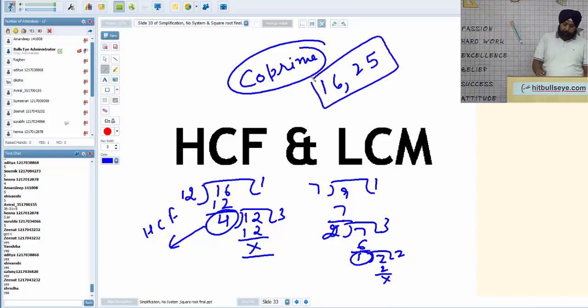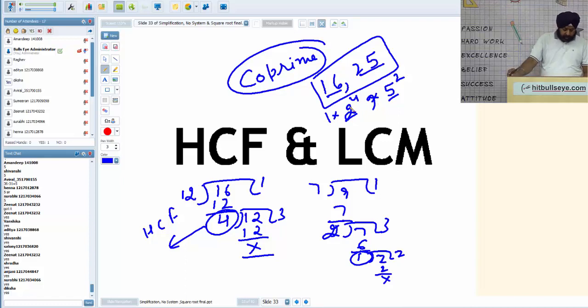Yes, they are co-prime. I am asking this because you may get a question like this: which of the following pair are co-prime? The numbers may not be prime, but they may be co-prime. Because 16 is 2 raised to power 4 and 25 is 5 square, they do not have any common factor except 1. So 1 is the HCF of these two, and these two are co-prime.